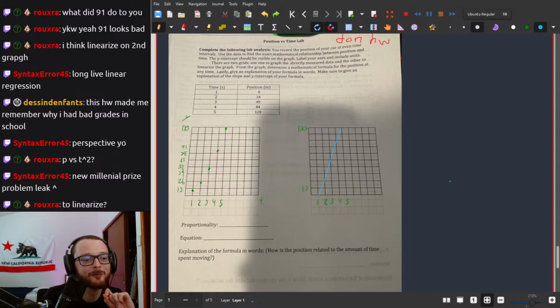New millennial prize problem? Millennium prize problem. A millennial prize problem would be like buying a house or something.